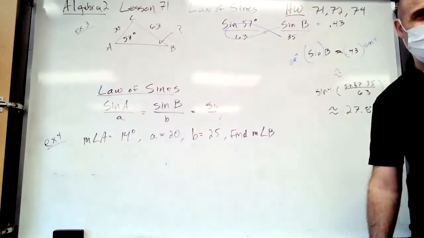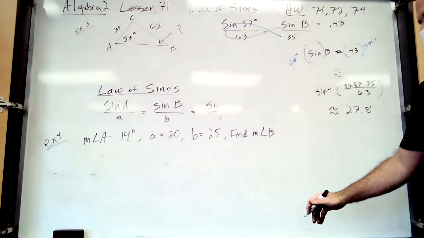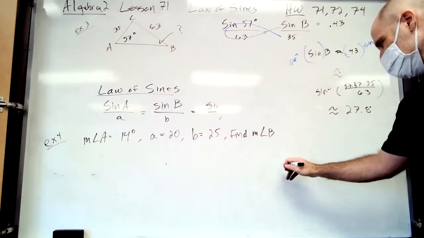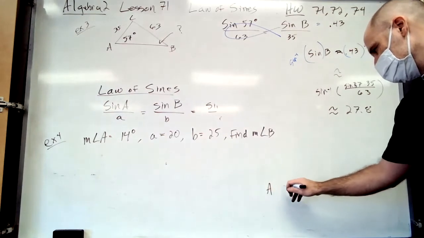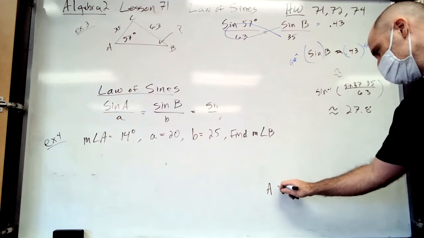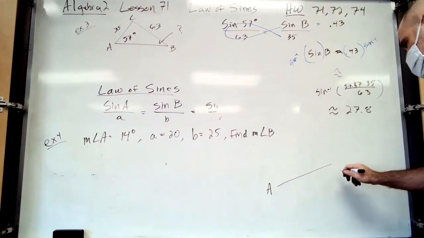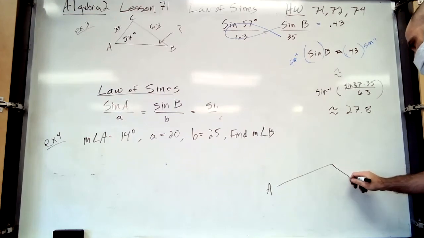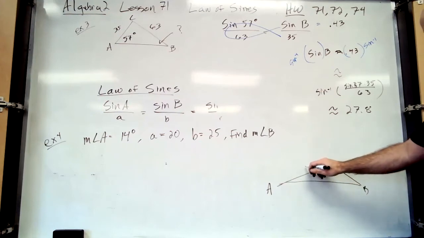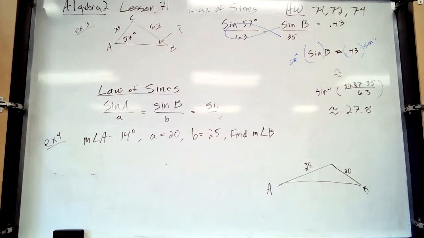Okay, so let's try to draw this. So the side opposite of angle A is 20. So let's say this is angle A, and it's 14 degrees, so it's pretty small. So let's say this is 20 here. Okay, and then B, which I'm going to put over here. This is 25. I want to find the measure of angle B.